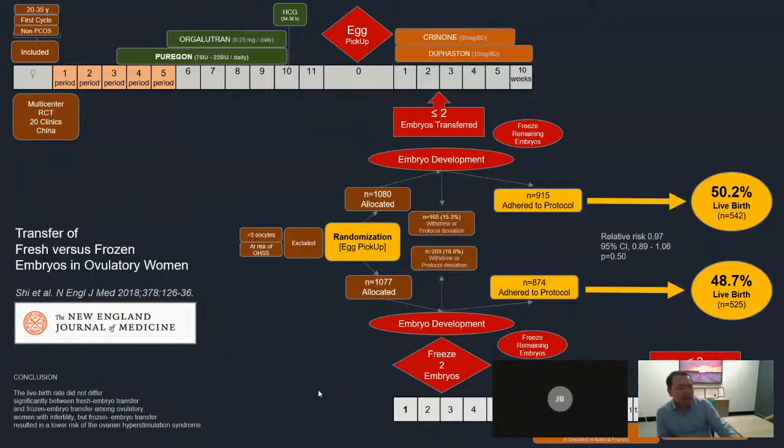And interestingly, in the frozen cycle, the luteal phase support was slightly different because they had only Duphaston. Probably because it's believed that in fresh cycles we need more progesterone than in HRT cycles. So that's why they had a double HRT. The question is whether this had any effect on the outcome, whether the additional Crinone, additional luteal support, was beneficial in the fresh arm.